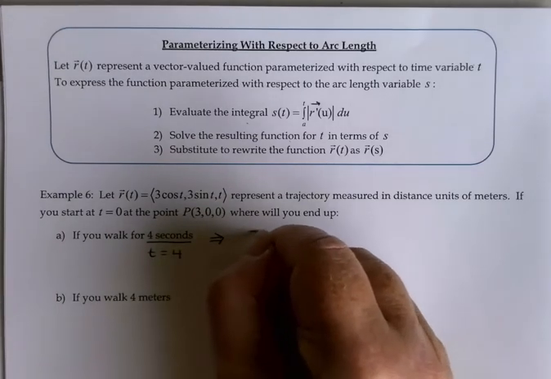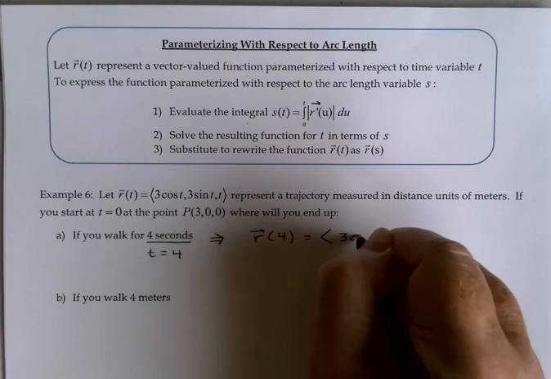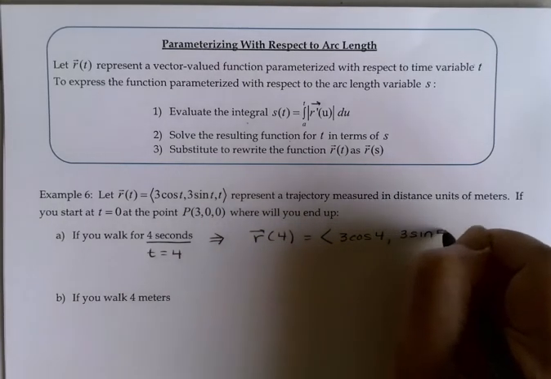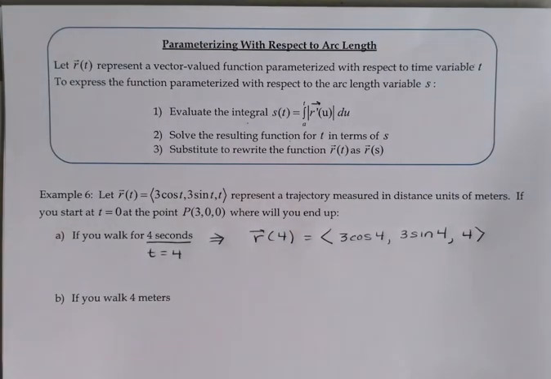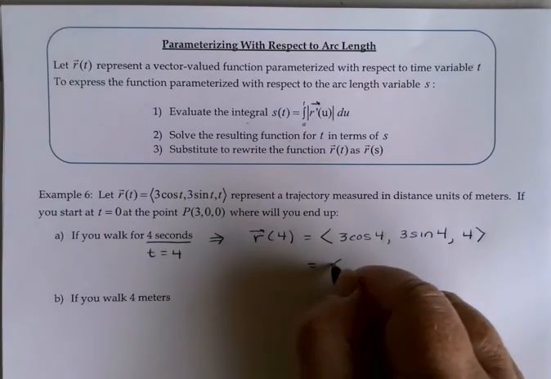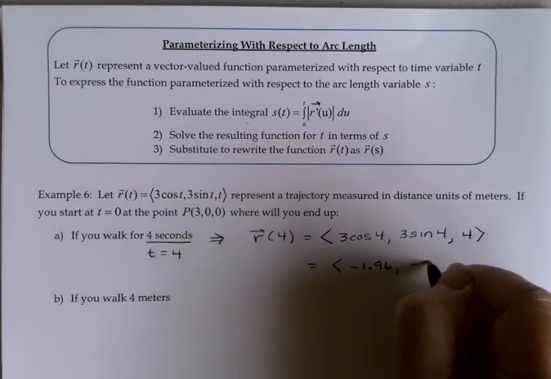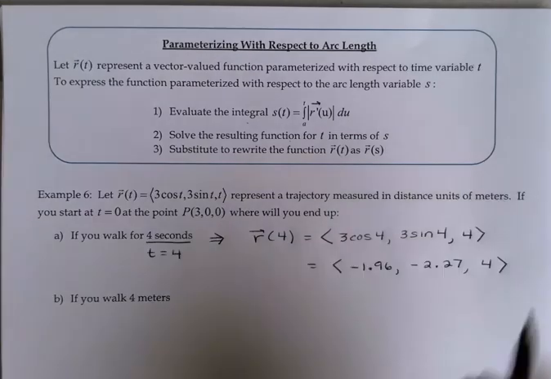So this one is as simple as just taking r of 4: 3 cosine 4, 3 sine 4, 4. Make sure you're in radian mode here. And that's going to give me approximately negative 1.96, negative 2.27, and 4.